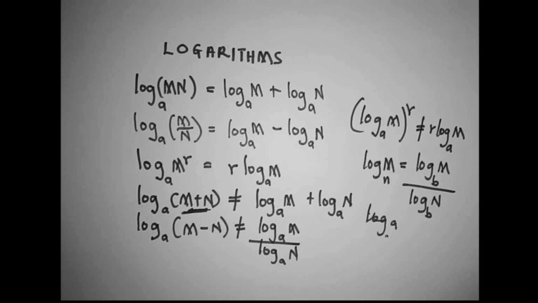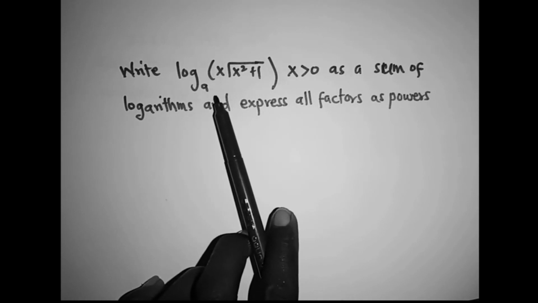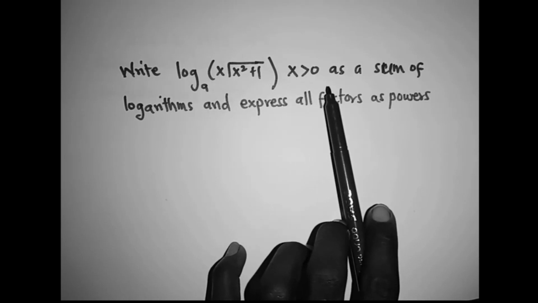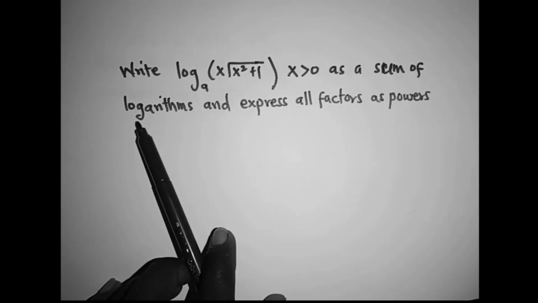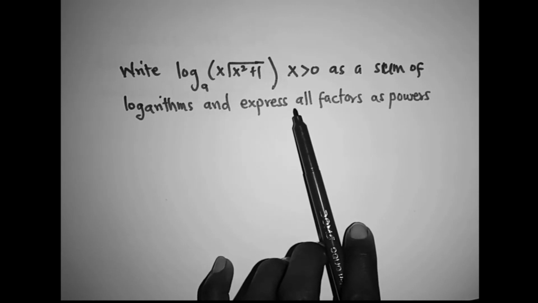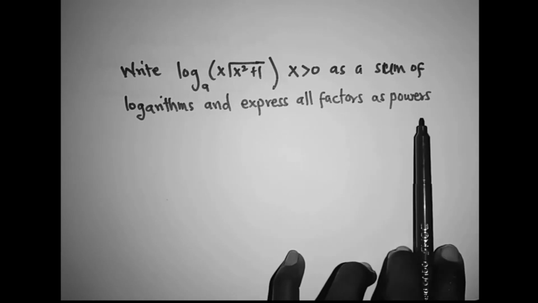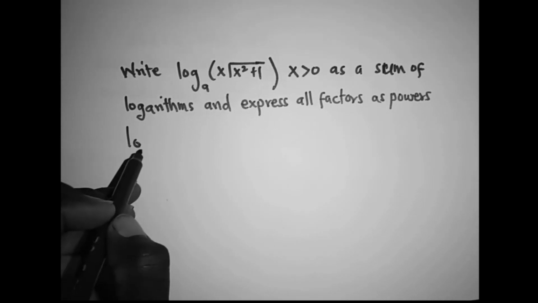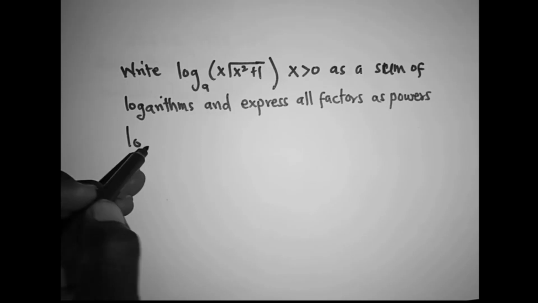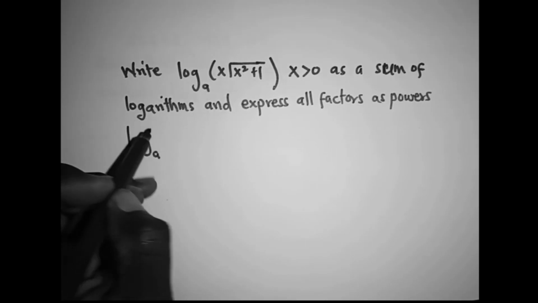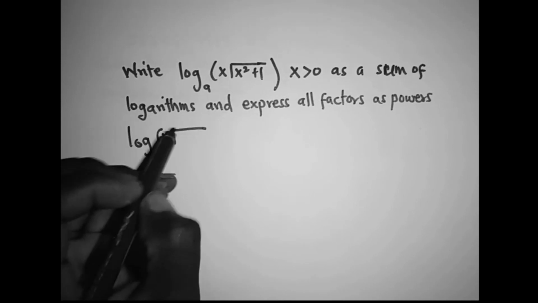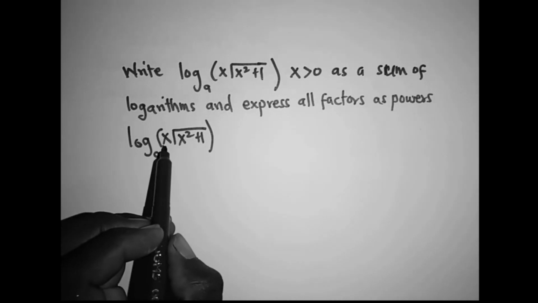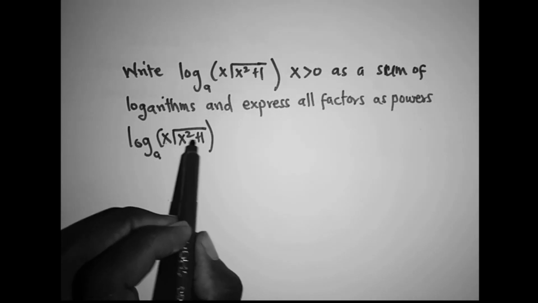Write log base a of x times square root of x squared plus 1, where x is greater than 0, as a sum of logarithms, and express all factors as powers. So we have log base a of x times square root of x squared plus 1. So we see that x is multiplying square root of x squared plus 1.